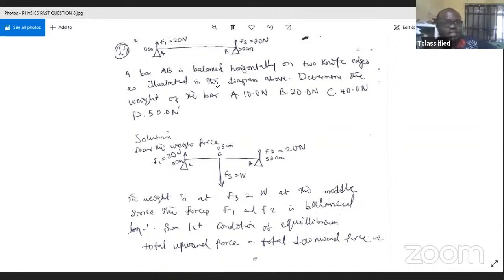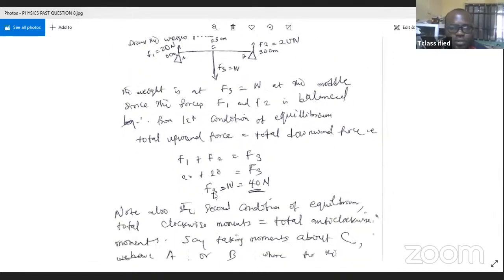So in order to understand this first, we had to redraw what is up there. The only thing here now, the second sketch, is that we now indicated where the weight is acting at the middle, and it's represented with F3. So F3 is equal to the weight. So the weight is at F3, which is equal to W, at the middle of the forces F1 and F2. And it is the weight that balances F1 and F2. So we have what we call the first and second conditions of equilibrium.